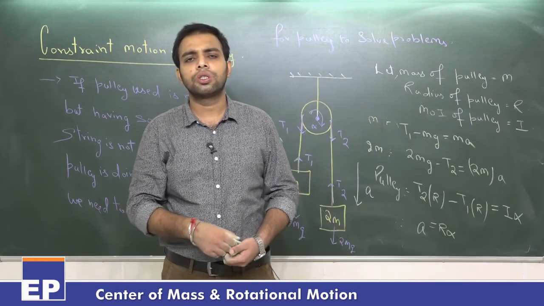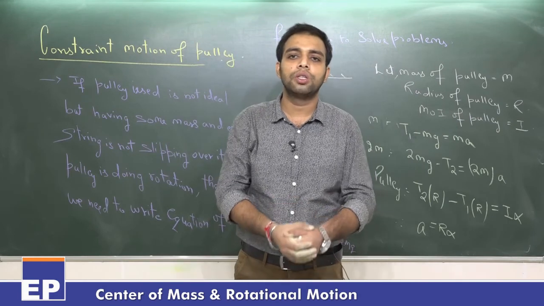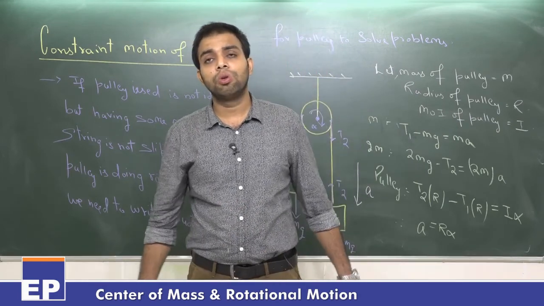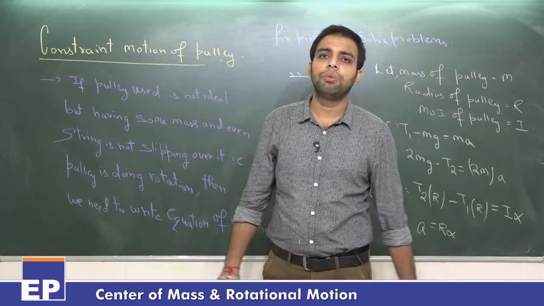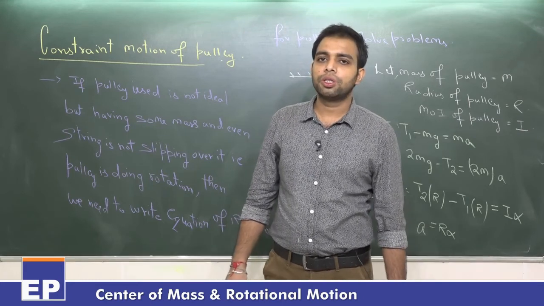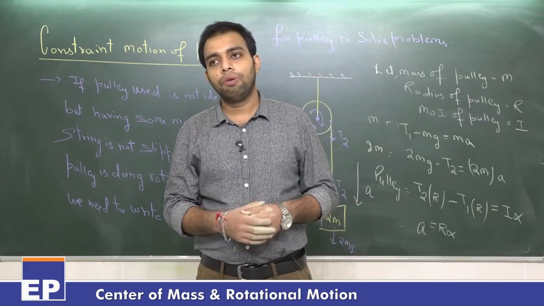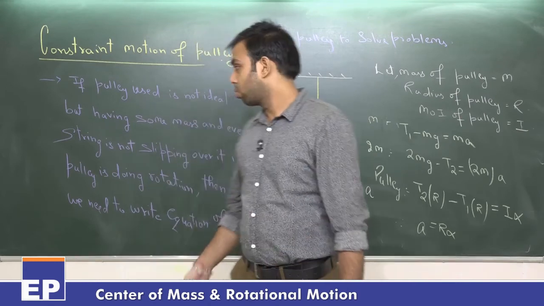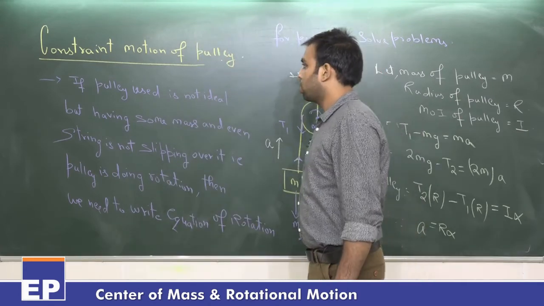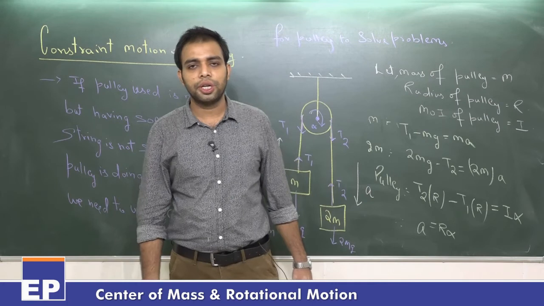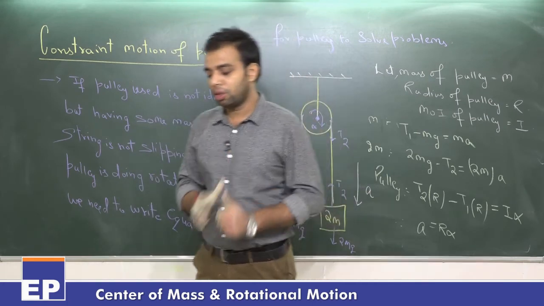Now you can solve such constraint problems of the pulley when it is not a massless pulley, or when there is friction present, meaning the string is not slipping on the pulley. If it is not slipping, then you can write these equations for the pulley and easily solve such types of problems. Is it right? So you have to discuss it, and this is the thing, write it.